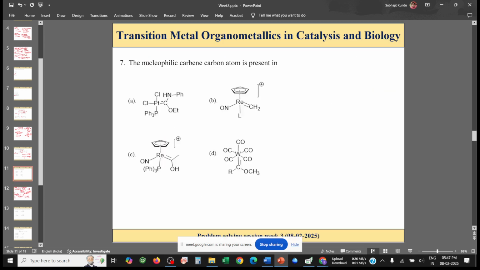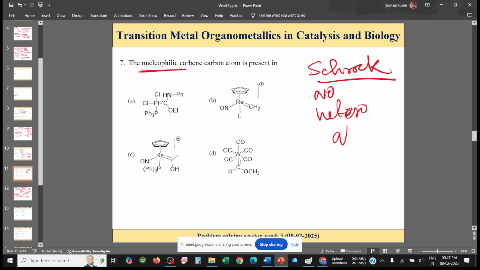Go back to the question. The question is about the nucleophilic carbene. As the name suggests, nucleophilic means we are talking about the Schrock type of carbene, and Schrock type contains no heteroatom. So the first task is to look at the carbene center.